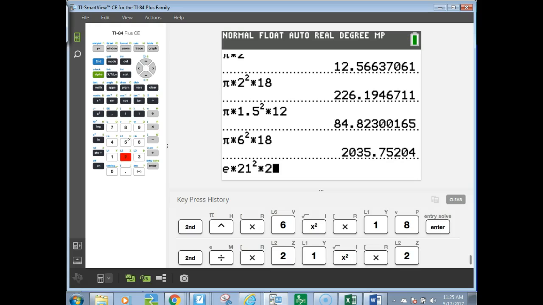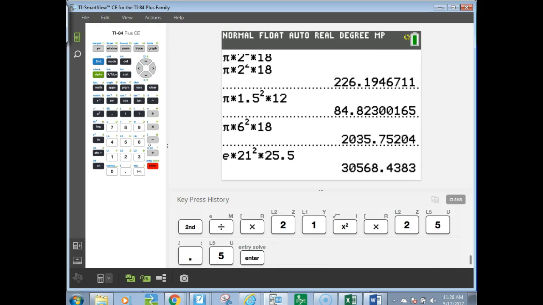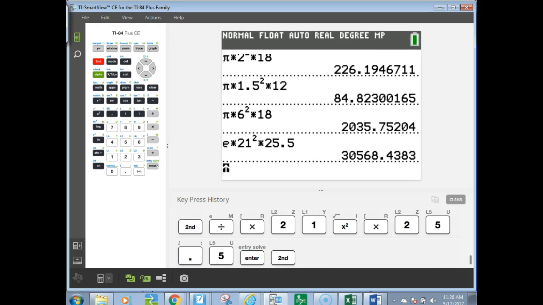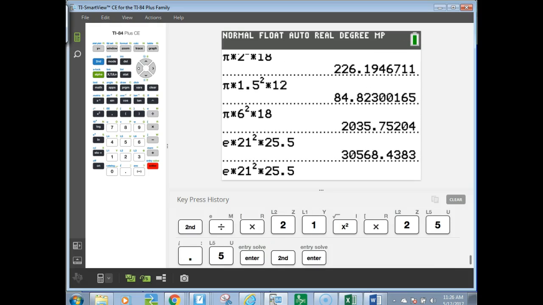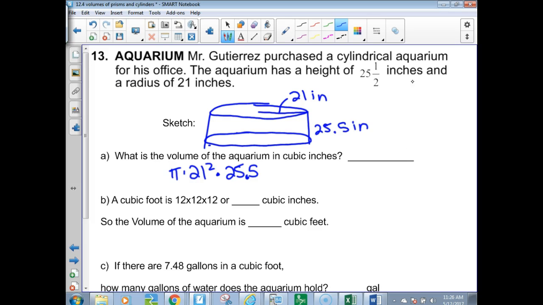I did it on accident. I'll have to fix that. Oh no, it won't be right. So I'm going to hit second enter, and I'm going to go back and change that E to pi. And then hit enter. All right, so 35,328.8. Yeah, cubic inches. That's the volume of it in cubic inches.